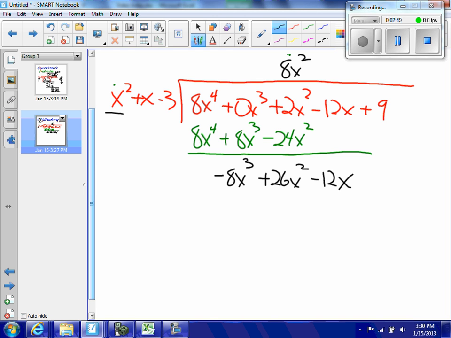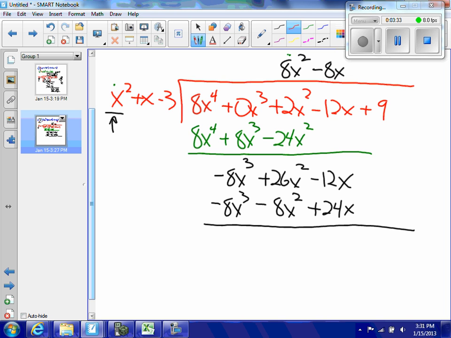All right, so what term do I need to multiply x squared by to give me negative 8x cubed? Well, I need to multiply it by negative 8x. So negative 8x times x squared gives me negative 8x cubed. Negative 8x times x gives me negative 8x squared. And negative 8x times negative 3 gives me positive 24x. Yep, that's right. Draw my line.